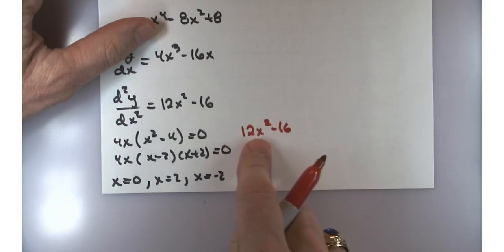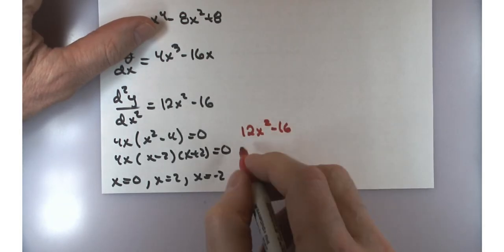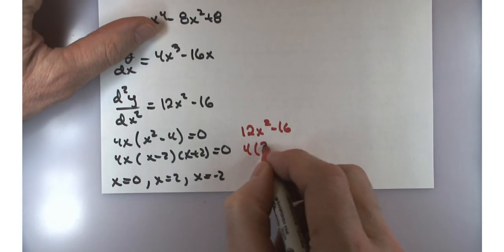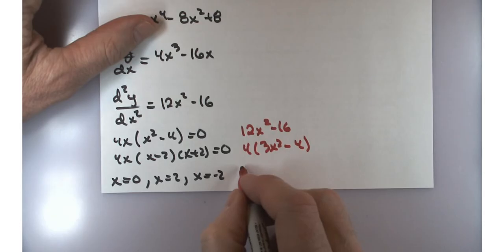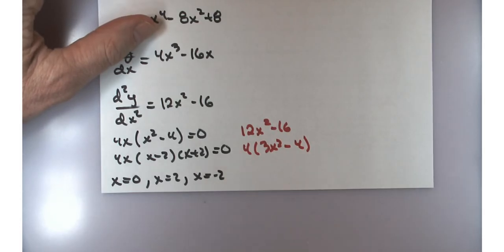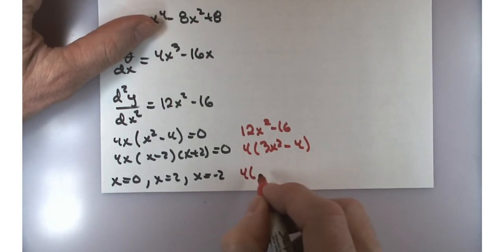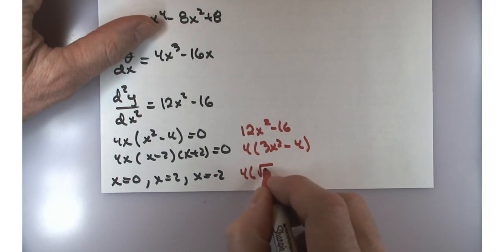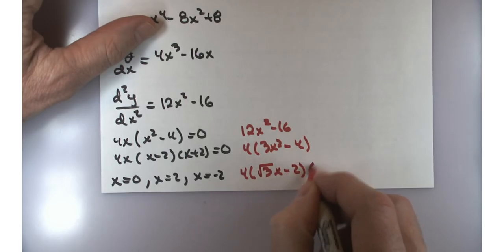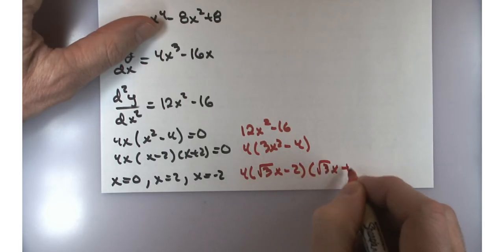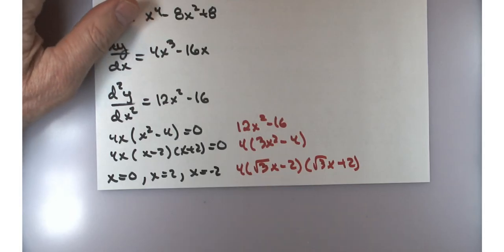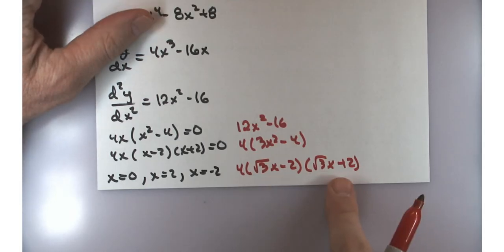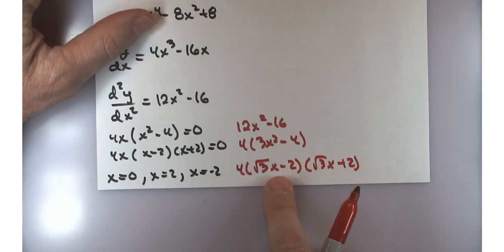So 12x squared minus 16. I can factor out a 4 from both of those: 4 times 3x squared minus 4. And that's going to factor a little bit further. Let's think. 4 times, let's see, square root of 3x minus 2 and square root of 3x plus 2. So that's going to give me roots at negative 2 over the square root of 3 and positive 2 over the square root of 3.